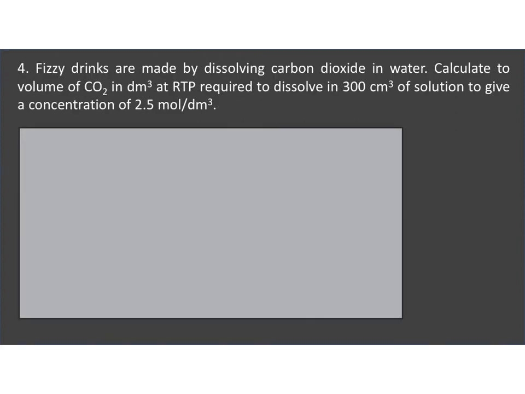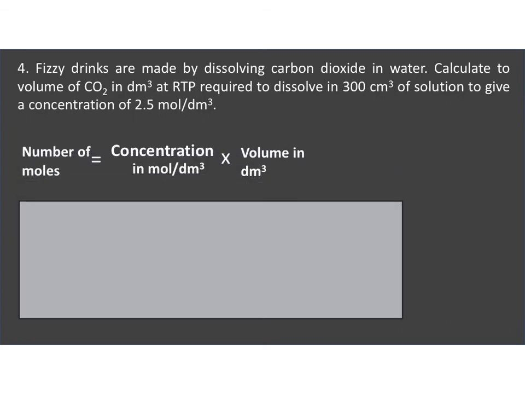So question 4 is a little bit cheeky, bringing in gases. So they want us to calculate the volume of CO2 in decimeters cubed at room temperature and pressure required to dissolve in 300 centimeters cubed solution to give a concentration of 2.5 moles per decimeter cubed. The number of moles we need is our concentration times our volume in decimeters cubed. So that will tell us our moles of CO2 required.